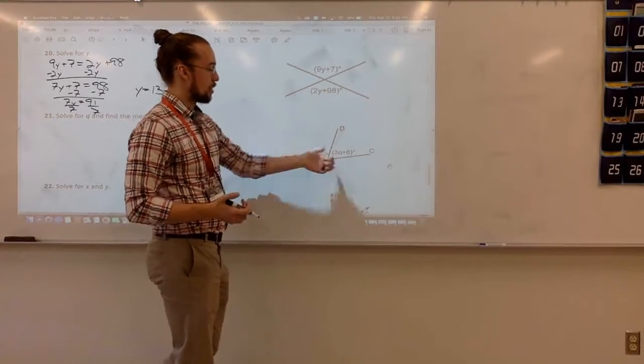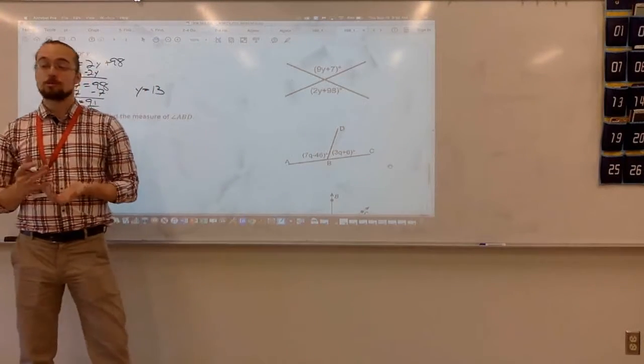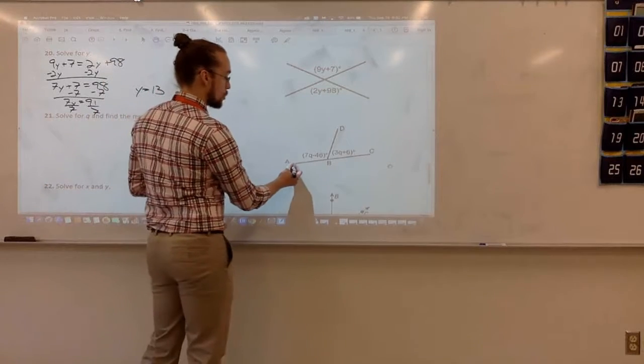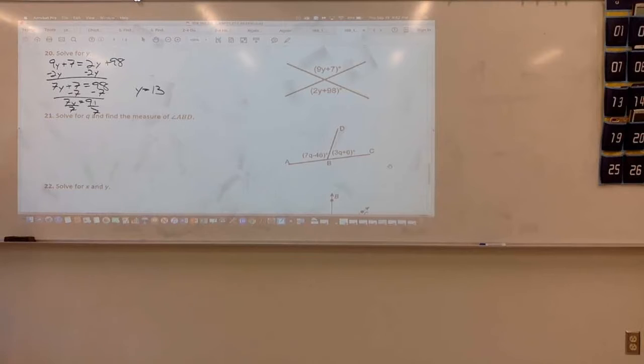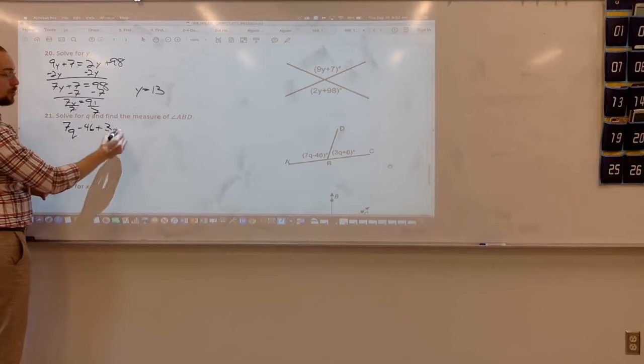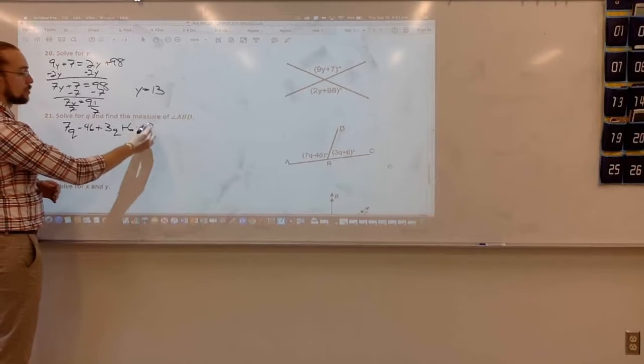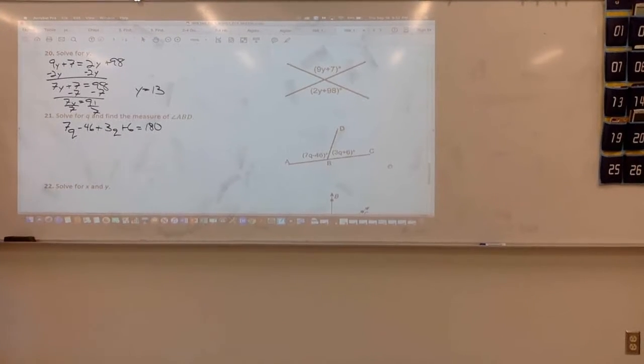These two angles are right next to each other. They're not across from each other, and they make up a straight line together. Okay, that's a linear pair. Whenever we have a situation like that, the two angles would add to 180. So here, my setup would be 7q minus 46 plus 3q plus 6 equals 180.